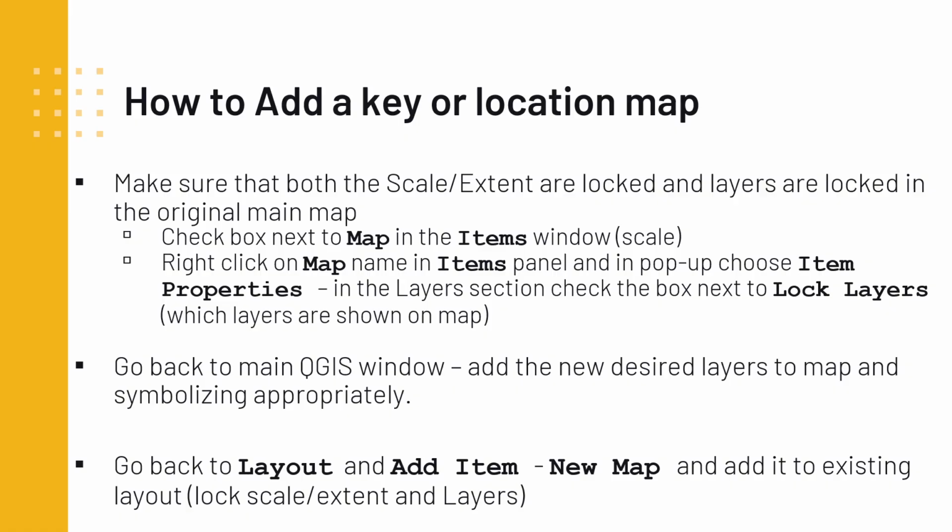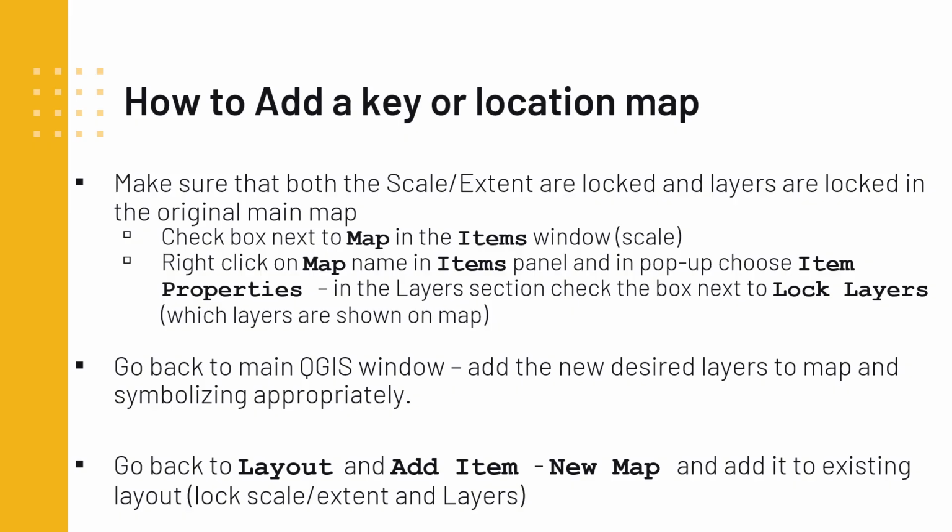The first thing you want to do is make sure that both the scale and the extent are locked and that the layers are locked in your original main map. To do this, in the layout window, check the box next to map in the items window up the top of your right hand screen. Okay, and make sure that it's showing that it's locked. It's under the little lock icon.